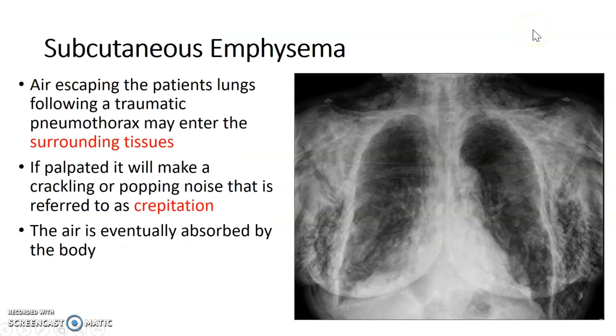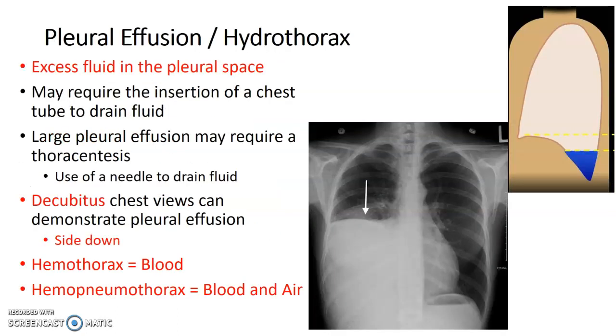Subcutaneous emphysema is the air escaping the patient's lungs. It's usually following a traumatic pneumothorax, and it enters the surrounding tissues. If you palpate it, it'll sound like crackling or popping noise. It's referred to as crepitation. It actually feels like popcorn. If you do ever have one of these patients and you go to touch them, it's crunchy. It feels like kind of popping popcorn. It's a little gross. All right. The air will be eventually absorbed by the body.